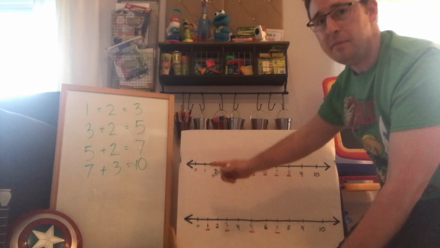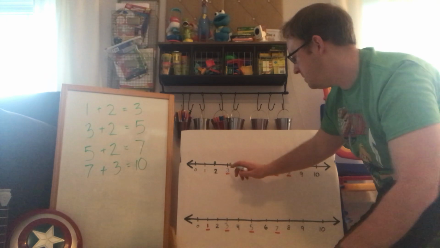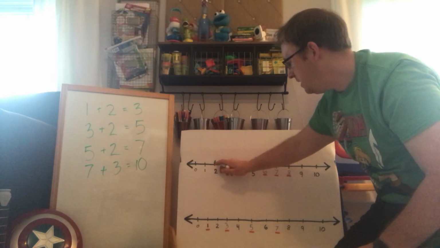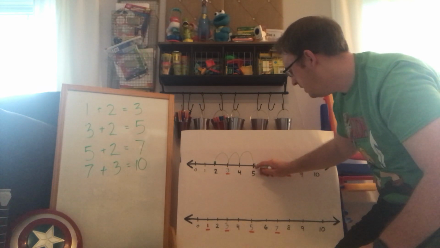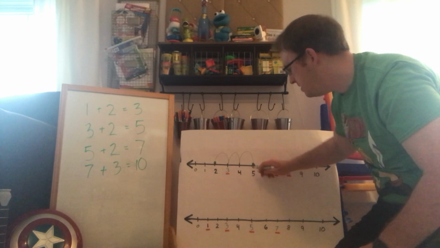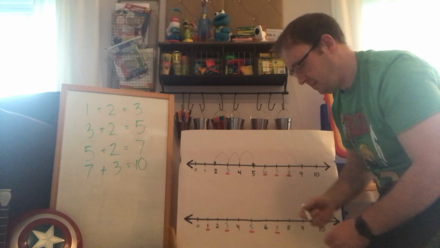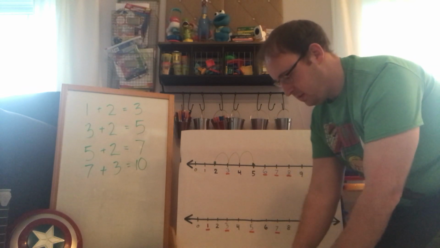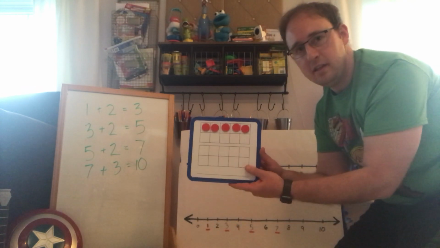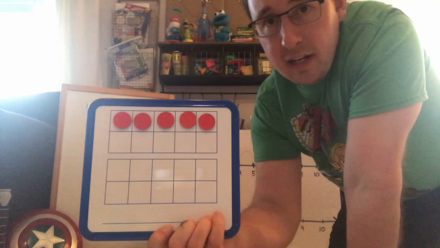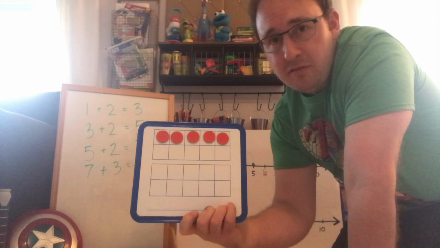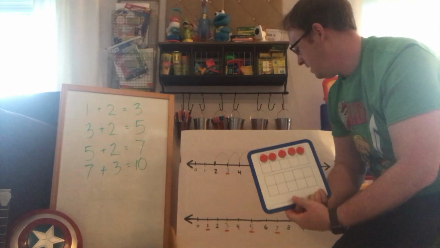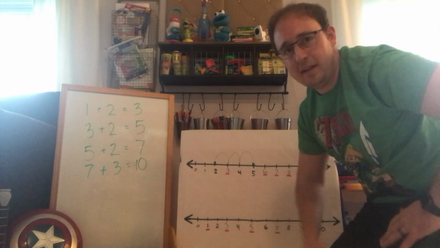On my number line, I'm going to make 3 jumps, or as I sometimes call them, hops. Count with me. 1, 2, 3. I land on 5. This tells me that 2 plus 3 is equal to 5. And if you look on the game board there, you see that I have my top row filled in. And you know a row in a 10 frame is equal to 5.